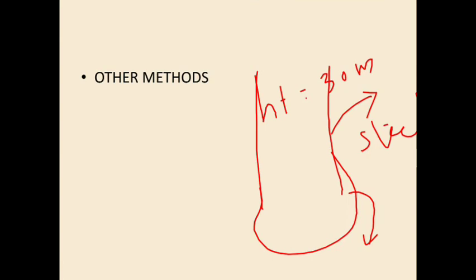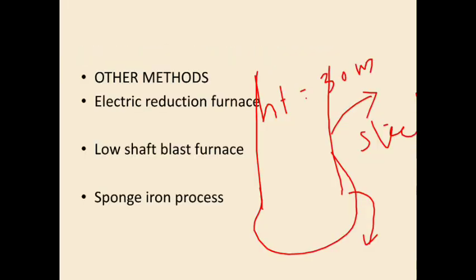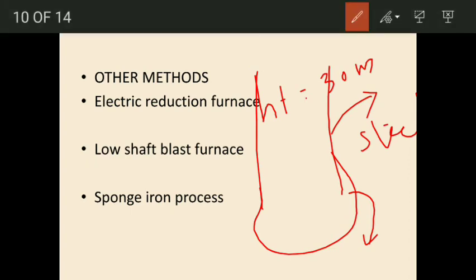Now discussing other methods than the blast furnace for making pig iron. The other methods involved are electric reduction furnaces. These are all substitutes for the blast furnace: electric reduction furnace, low shaft blast furnace, sponge iron process. So, these are the other methods that can be adopted for the manufacture of pig iron.